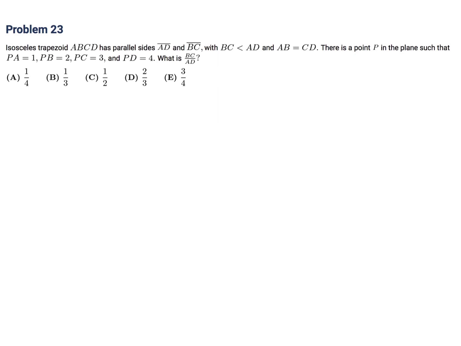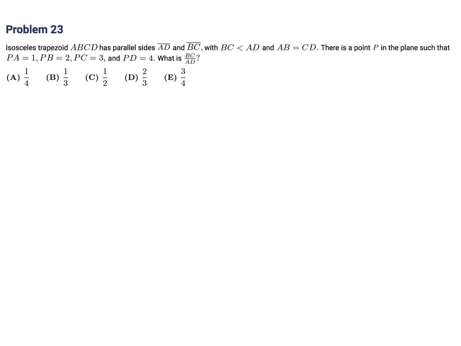Problem number 23. Isosceles trapezoid ABCD has parallel sides AD and BC with BC less than AD, AB equals CD. There is a point P in the plane such that PA is 1, PB is 2, PC is 3, PD is 4. What is BC over AD?